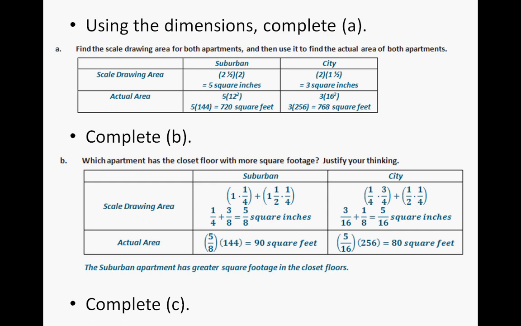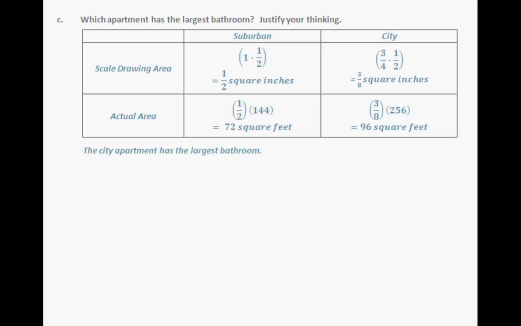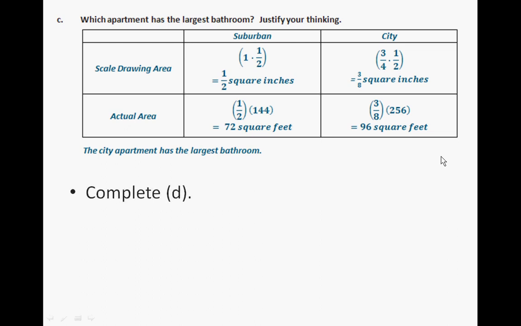Okay, for part C, you were asked to figure out who's got the largest bathroom area. So since there's one bathroom, the area 1 times 1/2 is 1/2 square inches. 3/4 times 1/2 is 3/8 square inches. And then applying the ratio again, 144, means that this is 72 square feet. And 3/8 times 256 is 96 square feet. So the city apartment has the largest bathroom. All right, now complete part D.